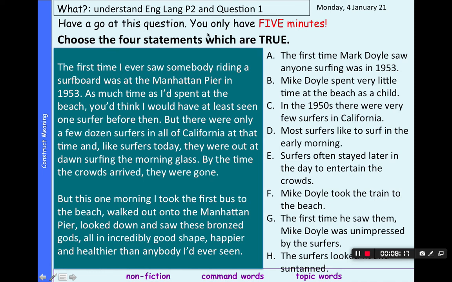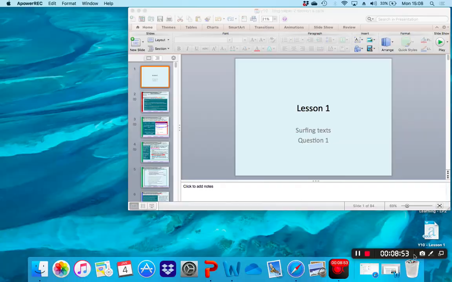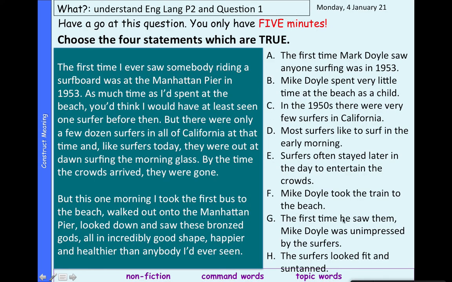Have a go at this question, and you should only give yourself, when you pause the video, 5 minutes, because in the exam you only have limited time. You've got probably less than an hour to do that whole full section of all 4 questions in the exam, so you don't want to spend too much time on a question that's worth only 4 marks. So only give yourself 5 minutes for this, and read the text, copy out the 4 statements that are true. So pause the video to do that. I'll move this so you can actually see it.